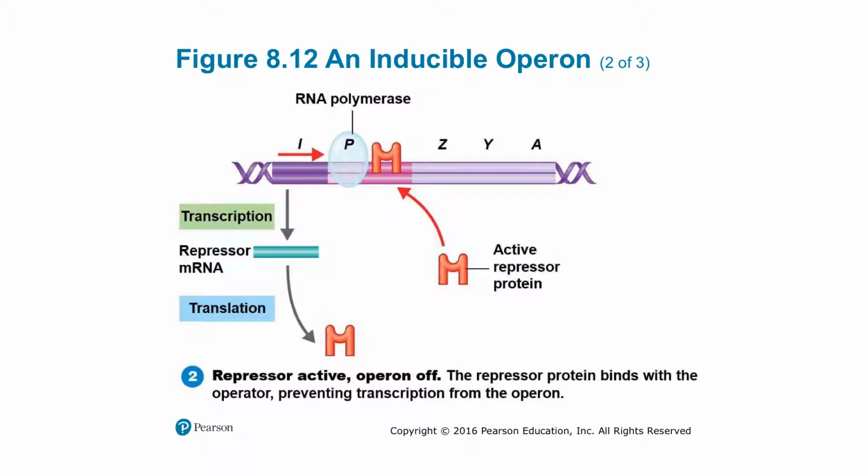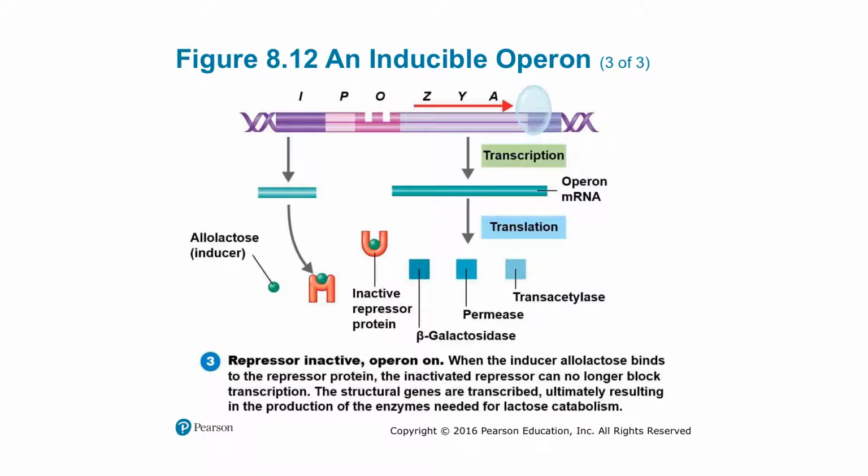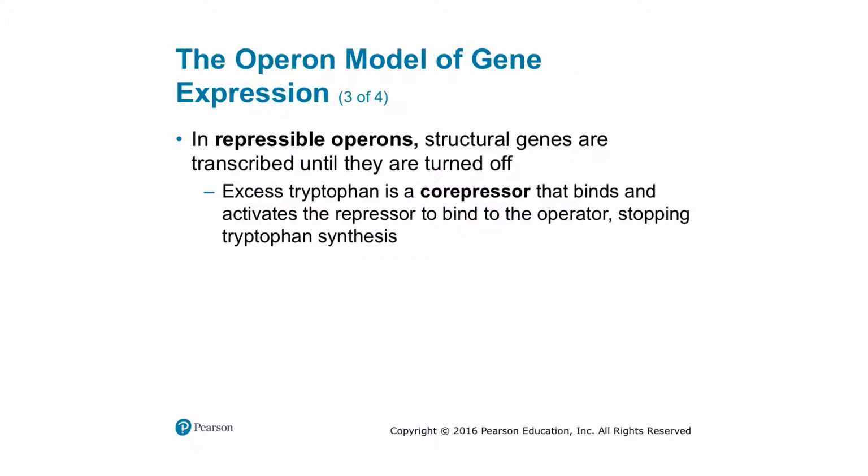And so with the active repressor, the operon is off. The repressor protein binds with the operator, preventing the transcription from the operon. And so with the repressor inactive, the operon is on: when the inducer allolactose binds to the repressor protein, the inactivated repressor can no longer block transcription, and the structural genes are transcribed. This ultimately results in the production of enzymes needed for lactose catabolism.